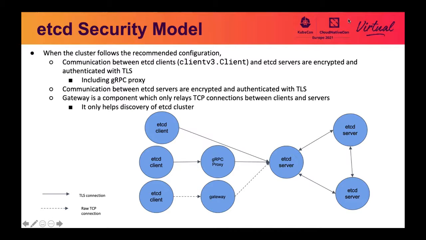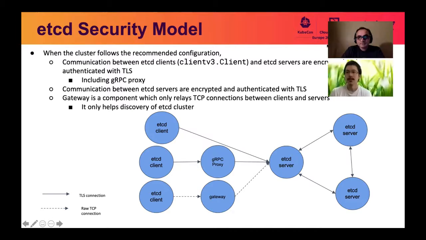Okay, let me introduce the security model of etcd. etcd clients and etcd servers communicate with gRPC over TCP. It's also possible to use a gRPC proxy for multiplexing etcd clients. etcd servers use a specialized HTTP protocol named RaftHTTP. The TCP connections used for gRPC and HTTP protocols are encrypted and authenticated with TLS if a cluster follows the recommended configuration. We also have a component named Gateway. This is a component which only relays TCP connections between clients and servers. This is a component which only helps discovery of the etcd cluster. Could you go next?